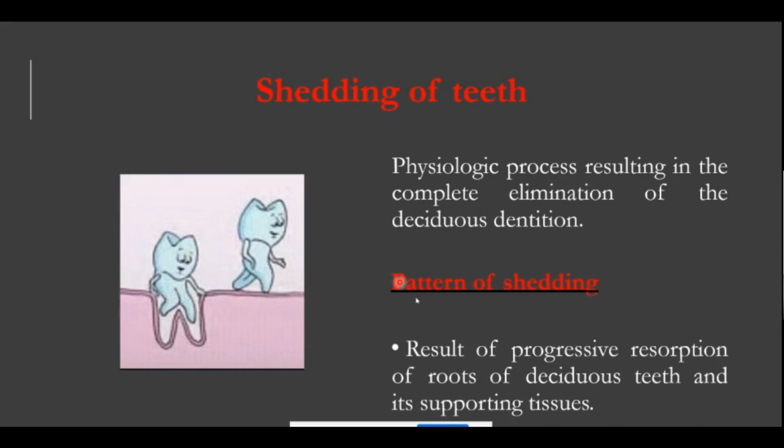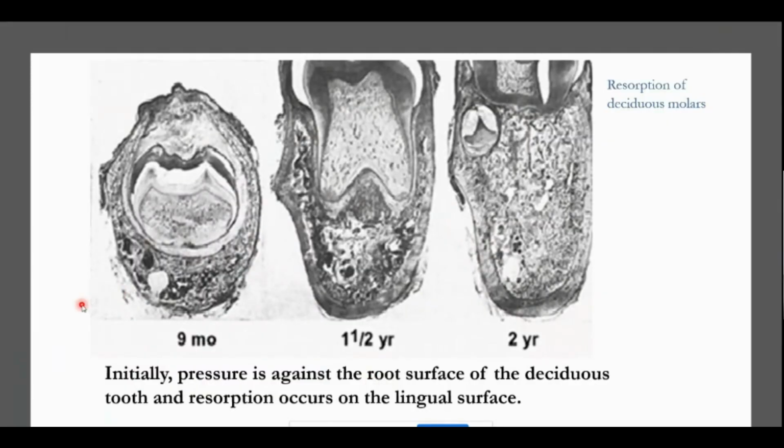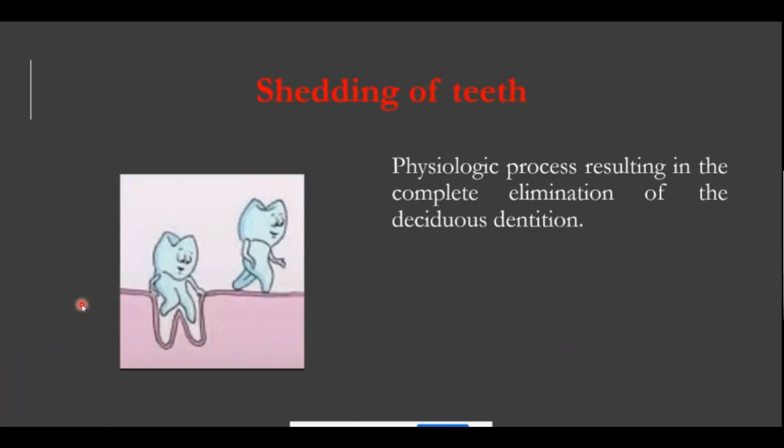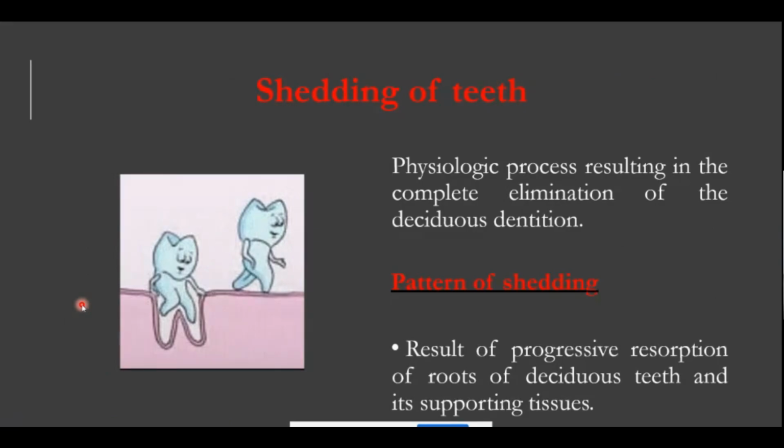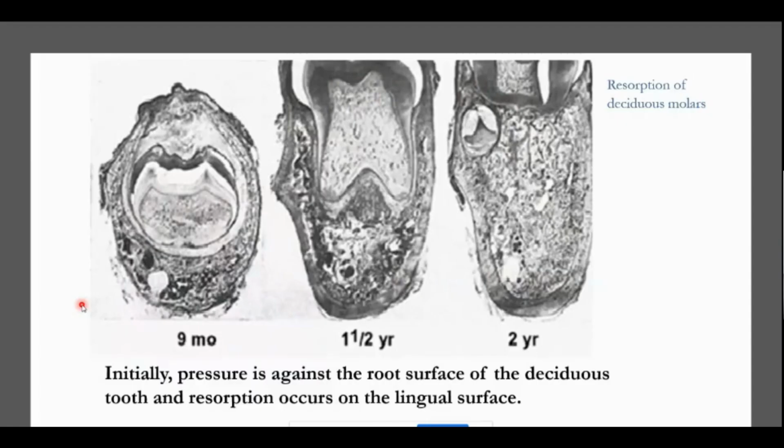So it's the progressive resorption of the roots of deciduous teeth and its supporting structures. So in this case, it's not the alveolar bone as such, not the supporting bone, but it's the periodontal ligament and the cementum, which will be resorbed as a process of shedding, okay? Okay, so I told you we're talking about the resorption of the deciduous molars now, okay?